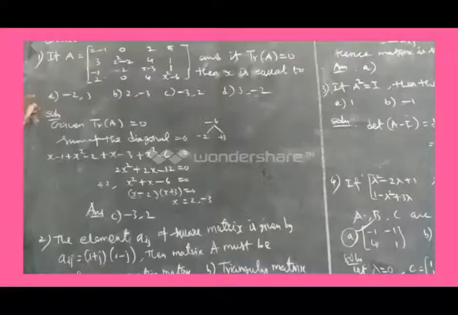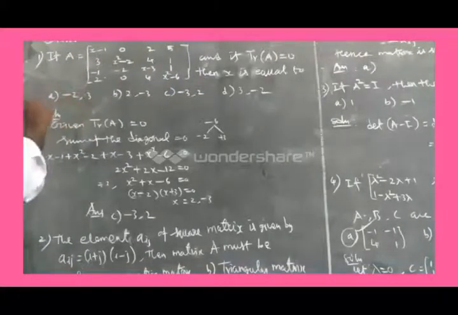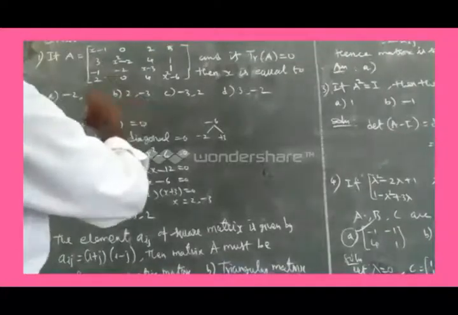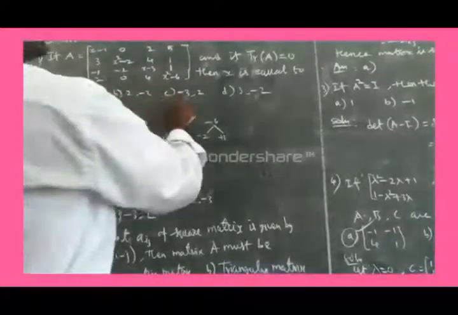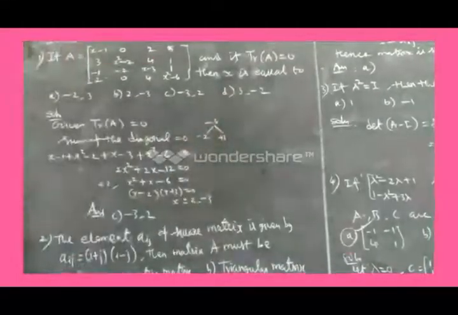So, options. First option A, minus 2, 3. Second option B, 2, minus 3. Third option C, minus 3, 2. Fourth option D, 3, minus 2.